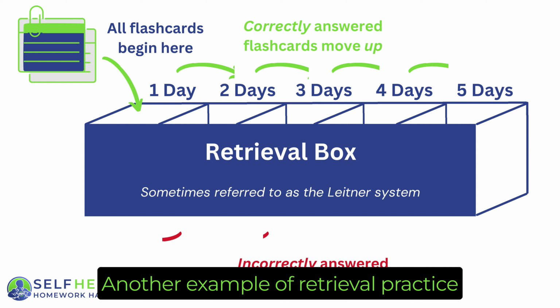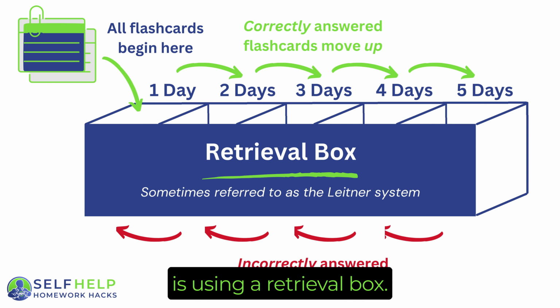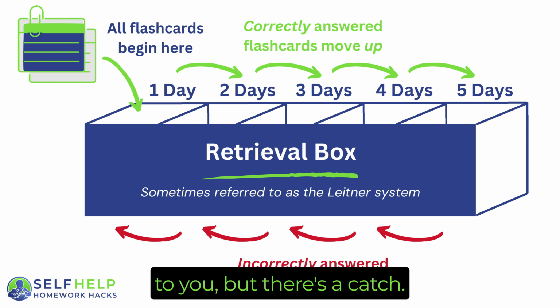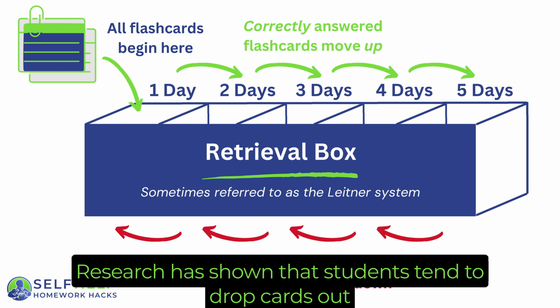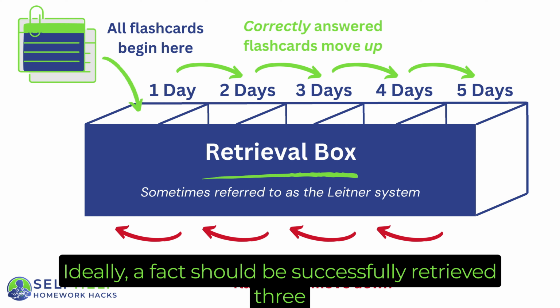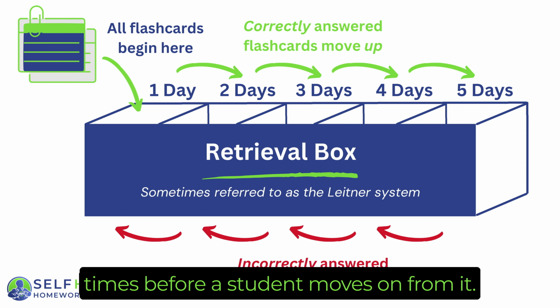Another example of retrieval practice is using a retrieval box. Using note cards might not be new to you, but there's a catch. Research has shown that students tend to drop cards out of their decks too soon after they've mastered them. Ideally, a fact should be successfully retrieved 3 times before a student moves on from it.